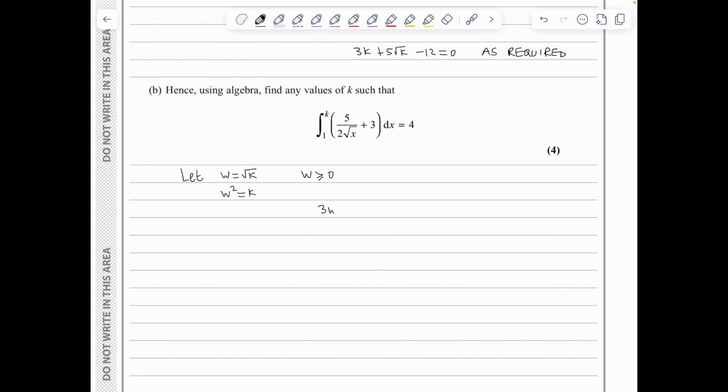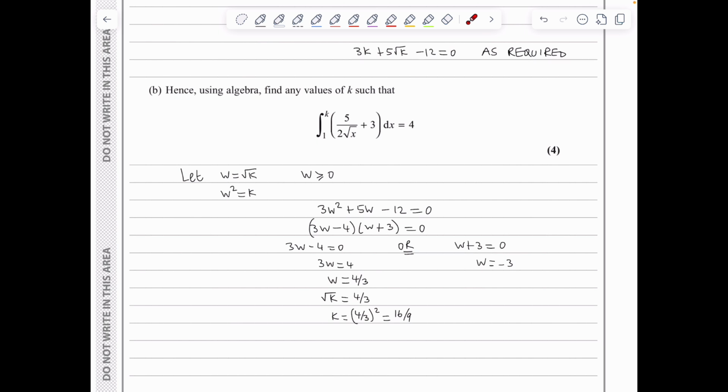So we're looking at 3w squared plus 5w minus 12 is equal to 0, which factorizes into 3w minus 4 times w plus 3 being equal to 0. So we've got 3w minus 4 is 0, or alternatively w plus 3 is equal to 0. So we've got 3w is 4, which means that w is 4 over 3, and therefore root k is 4 over 3. I will proceed by squaring everything to get that k is 4 over 3 raised to the power of 2, which gives an answer of 16 over 9, while for w plus 3 being equal to 0, we get that w is negative 3, and we stop there.